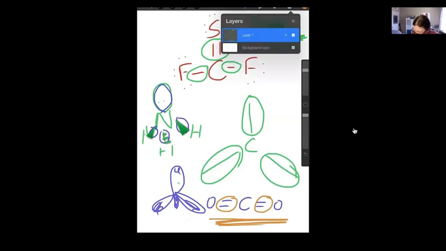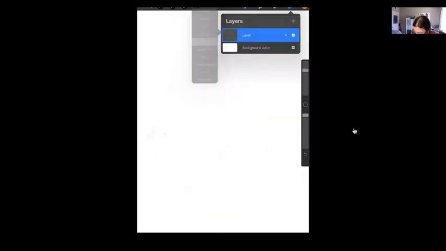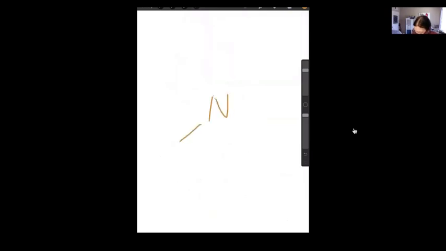So let me get a new layer going on here. So let's look again at ammonia. That one's going to the back, that one's coming out to the front, and then up here is an electron group. Electron pair, non-bonding pair. 4 groups, and they're all in a tetrahedral shape.